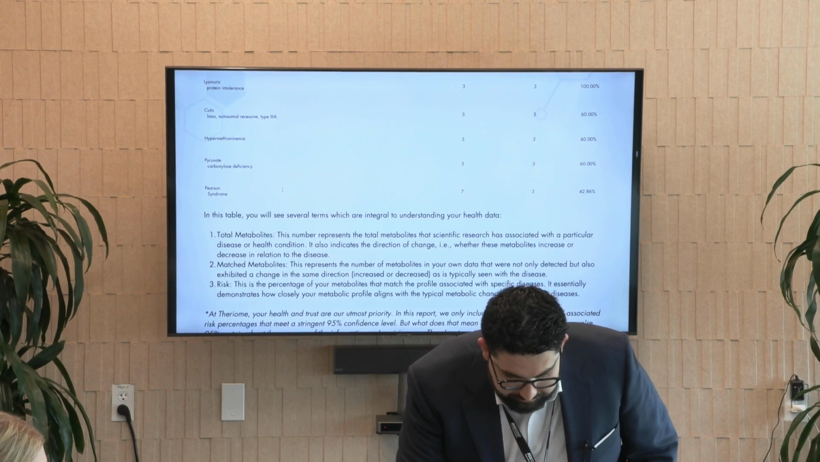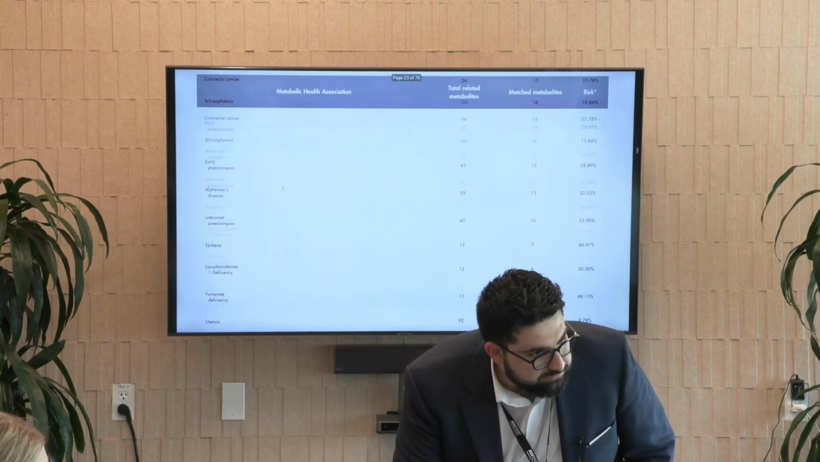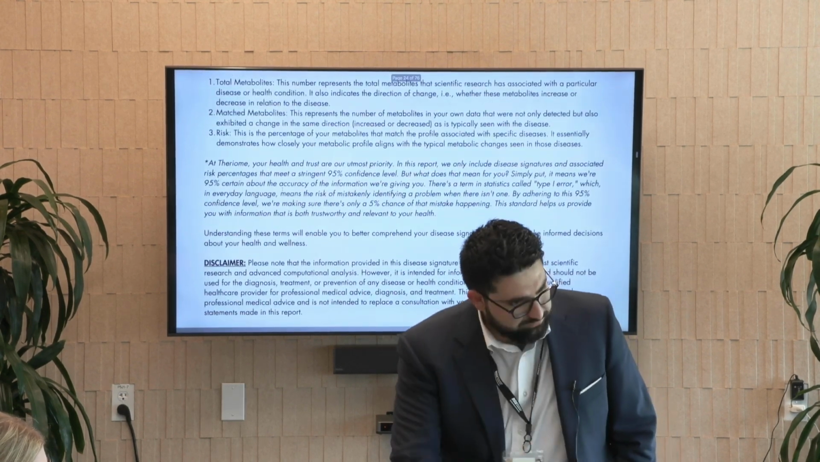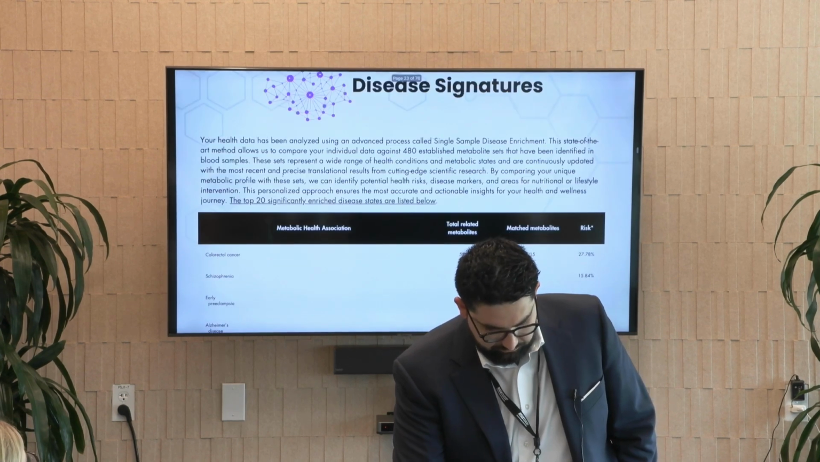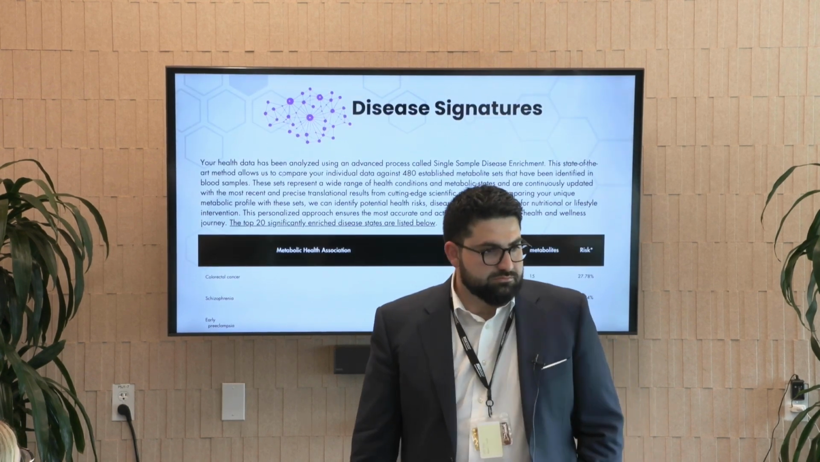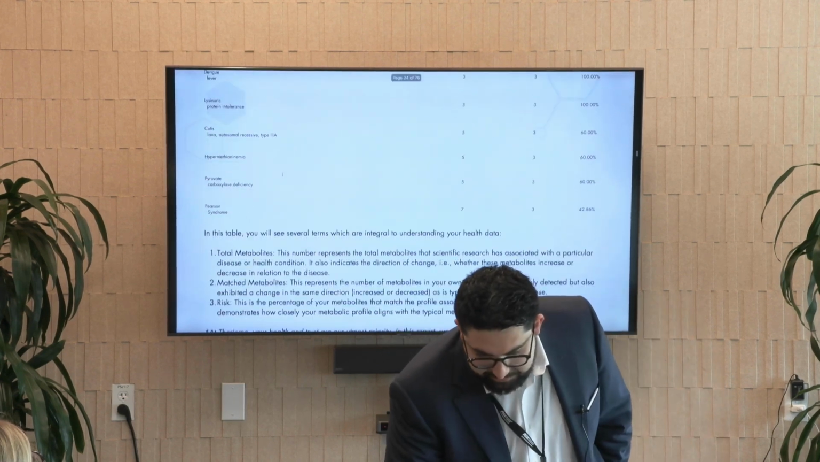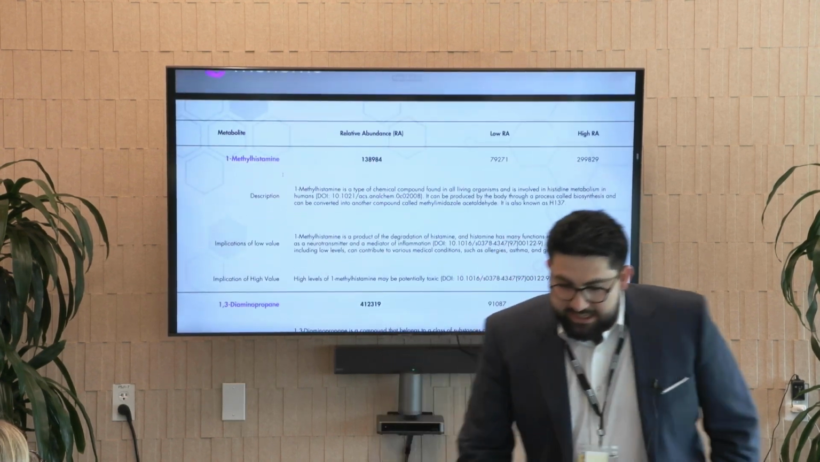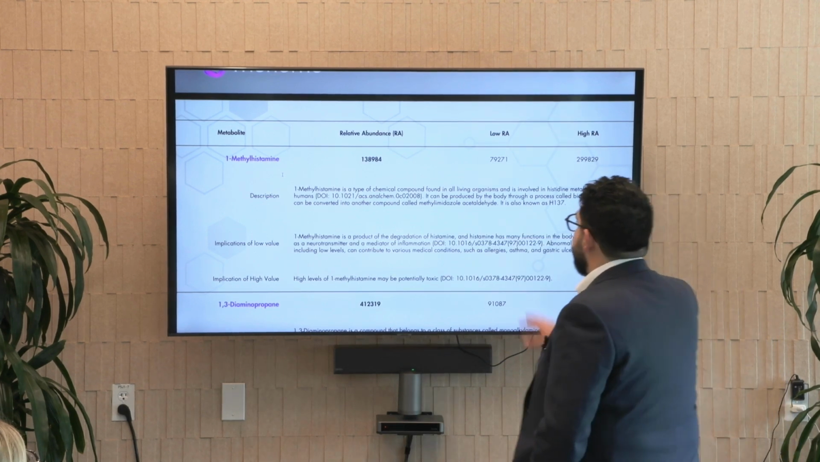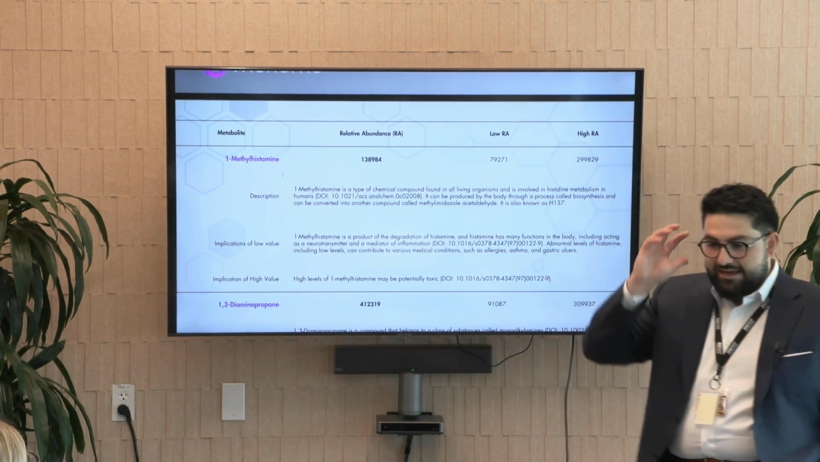Can you go back to tests that didn't have your, for example, my test done long before you gave the first part of this report? Sure, I can bring it up. And so after the disease signatures, here we have the relative abundance. Again, we give this information.